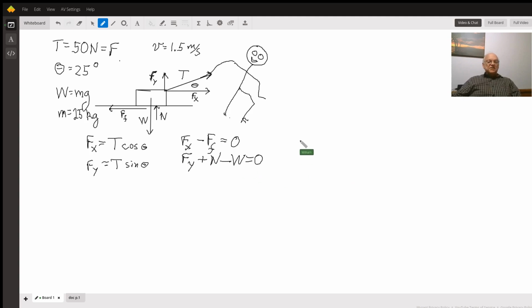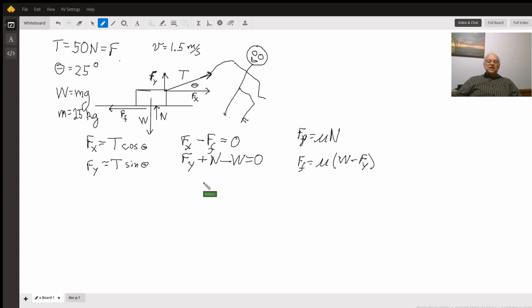Now there'll be some substitutions. The force of friction is equal to mu times the normal. And so the force of friction is equal to mu times the weight minus F of y.